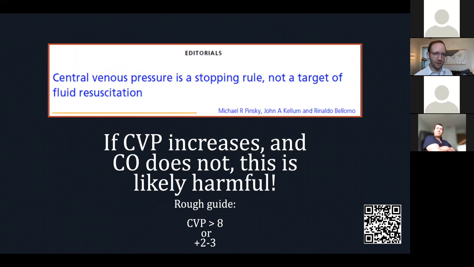But something that's really an important takeaway from this is if your right atrial pressure is rising and you can't show me that your cardiac output rose, you likely did harm. You likely congested this patient. So again, I think when you're in that range above CVP above 8, you need to really think twice about what you're administering to patients.